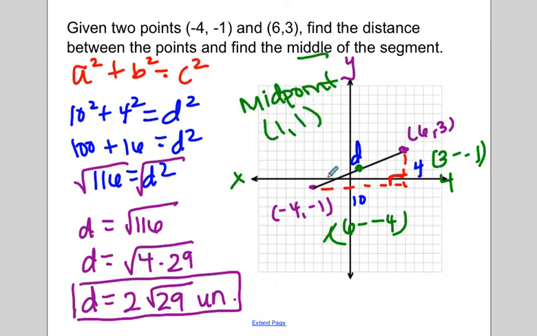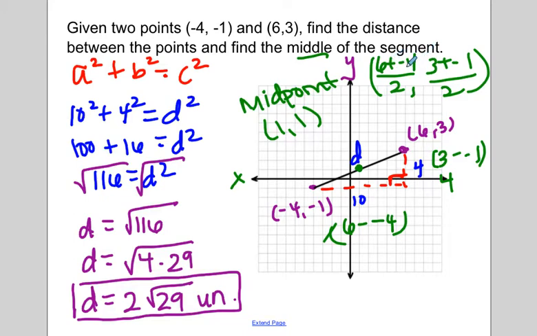The way you can find the midpoint is basically by taking the average of 2 values. I want to find the middle, so think about finding the average of something. You add the 2 numbers up and you divide by the number of numbers. So I would take my x's, 6 plus -4, and then there's only 2 numbers, so I divide by 2. That's going to give you your x value. Then I do the same thing with my y's: 3 plus -1 divided by 2, and that's going to get me my midpoint.